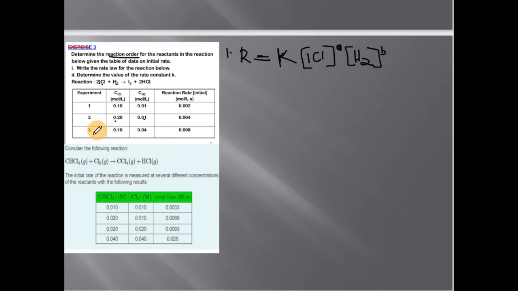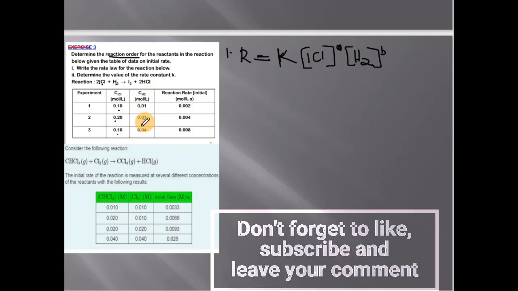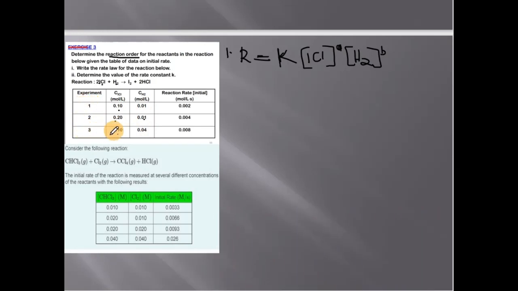Now in experiment 3, what did we observe? From experiment 1, the experimenter maintains the amount of the iodine chloride at 0.1, then changes the amount of the hydrogen from 0.01 to 0.04. So from experiment 1 to experiment 3, this change in rate can be said to have been caused by what? The concentration of the hydrogen, because the iodine chloride concentration was maintained, whilst that of the hydrogen was changed to 0.04.